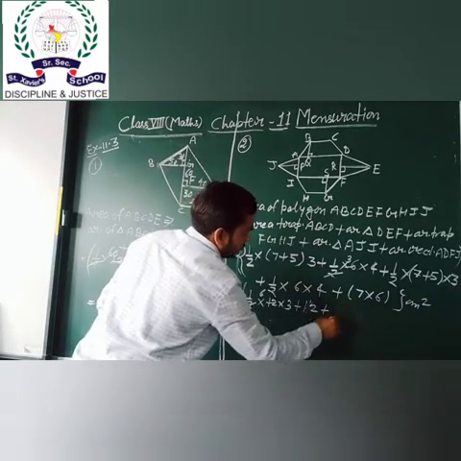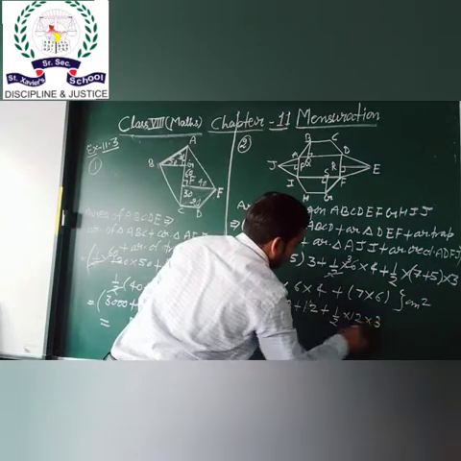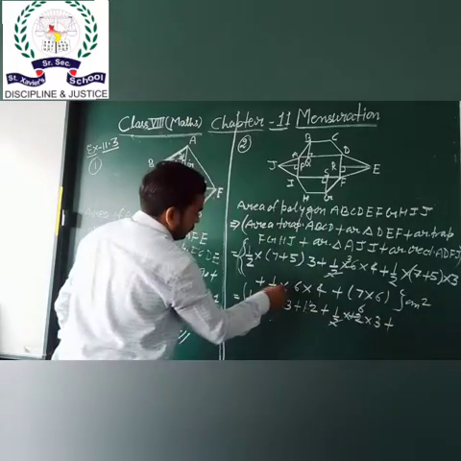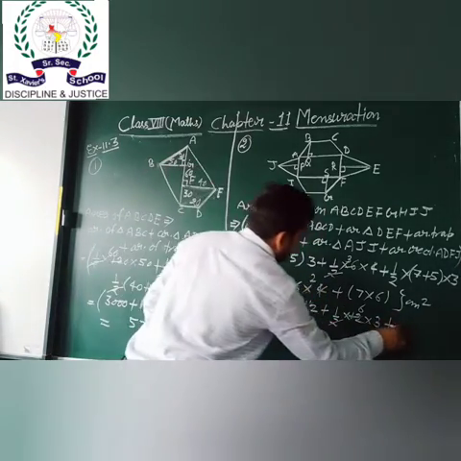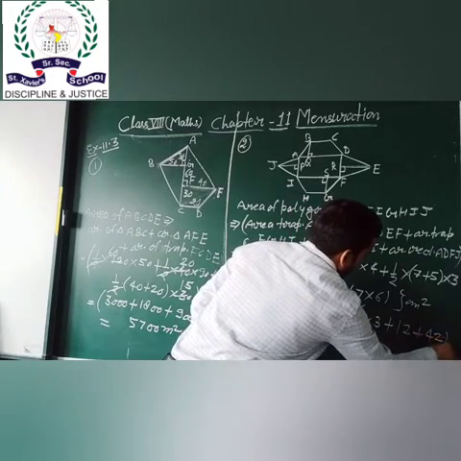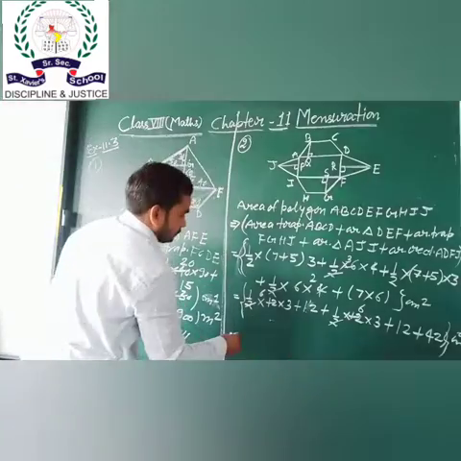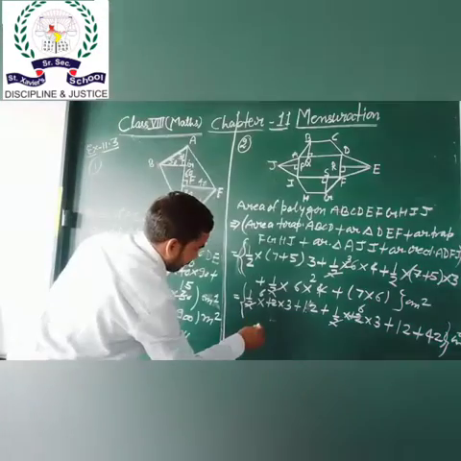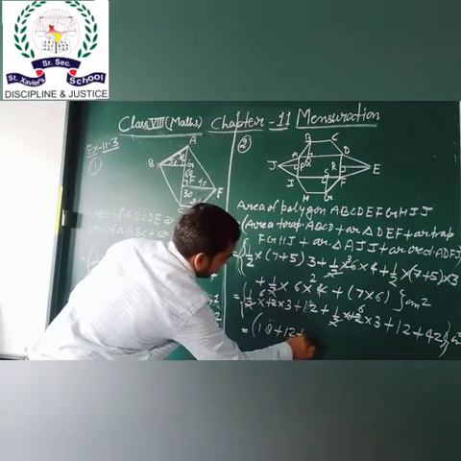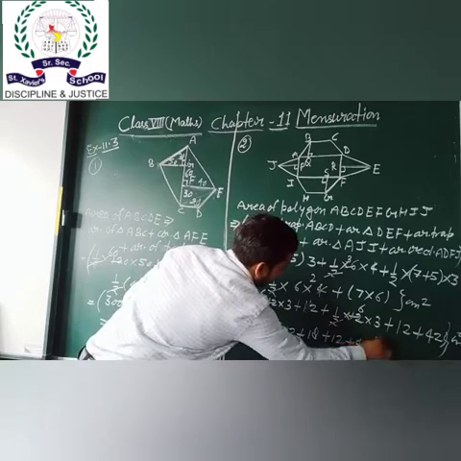Plus 1/2 into 12 into 3, which is 6 times 12, plus 2 into 2 is 4, so 6 into 2 is 12, plus 7 into 6 is 42 centimeter square. So we have 18 plus 12 plus 18 plus 12 and plus 42.